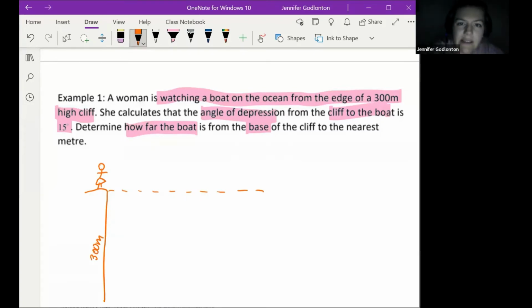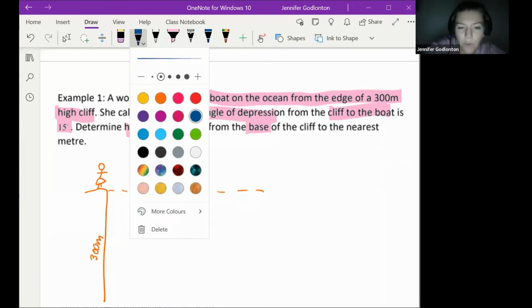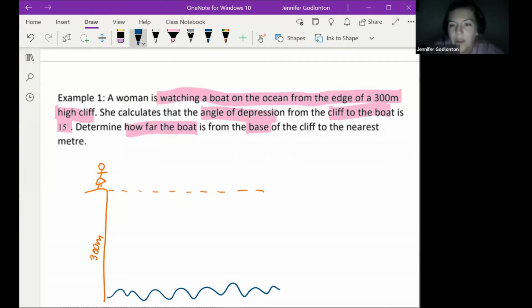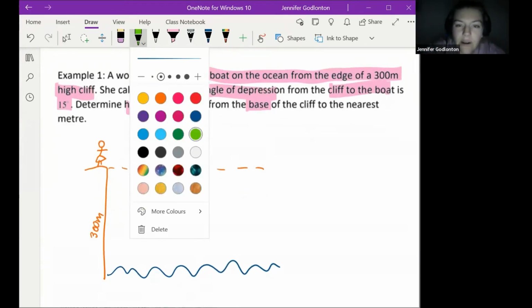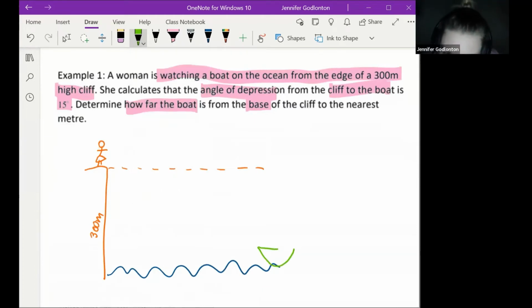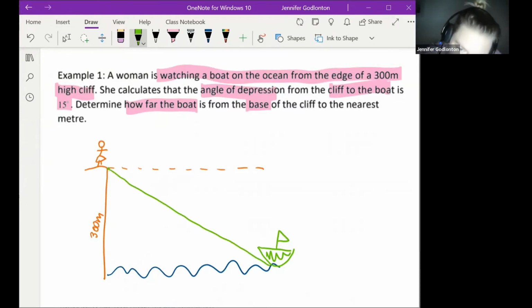So let's get some accurate colors happening here. This is my ocean. And then we have a boat on our ocean, because everyone wants a green boat. Who wouldn't want to be in a green boat? Okay. And they're telling us that the angle of depression from the cliff to the boat, so going from that straight line down, Hlomla, you did have a person just chilling in the middle of nowhere, this angle of depression from that point down to that line is going to be 15 degrees. Okay, so that's basically what this picture is telling us.